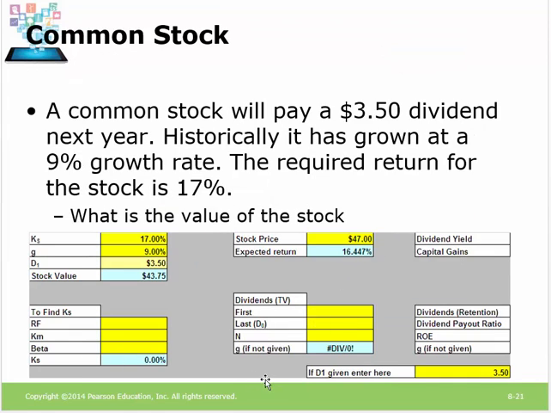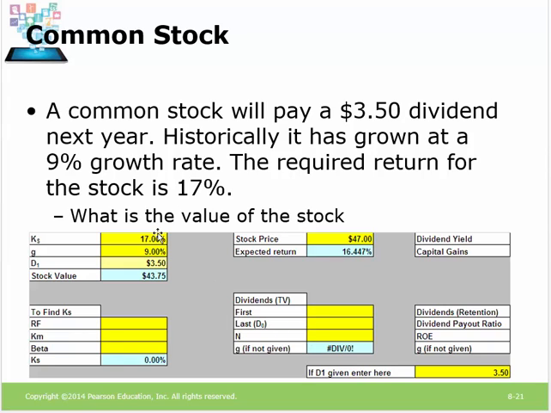Now, sometimes the problems give you a little bit of a curveball, if you will. In this one, the common stock is going to pay a $3.50 dividend next year. So we don't know D0, we know D1. I've put a box that says if D1 is given, you need to enter it here. That says $3.50. When you do that, you notice that it plugs right into D1. So here's D1, and we don't need to put D0 here. Quite frankly, we don't know D0.